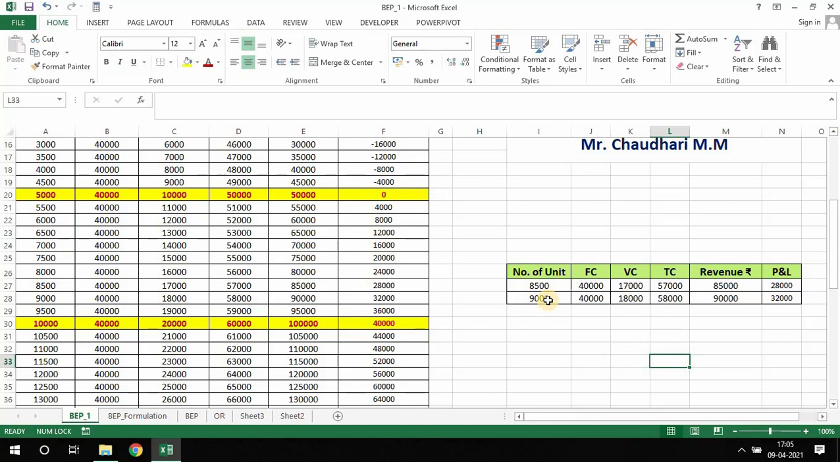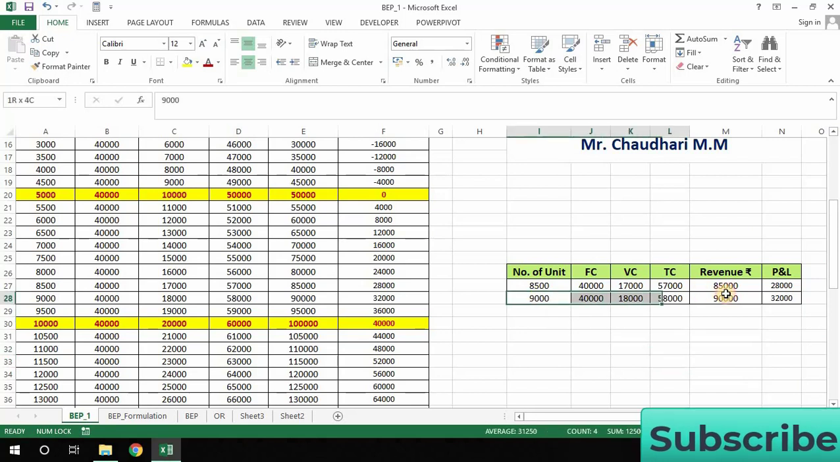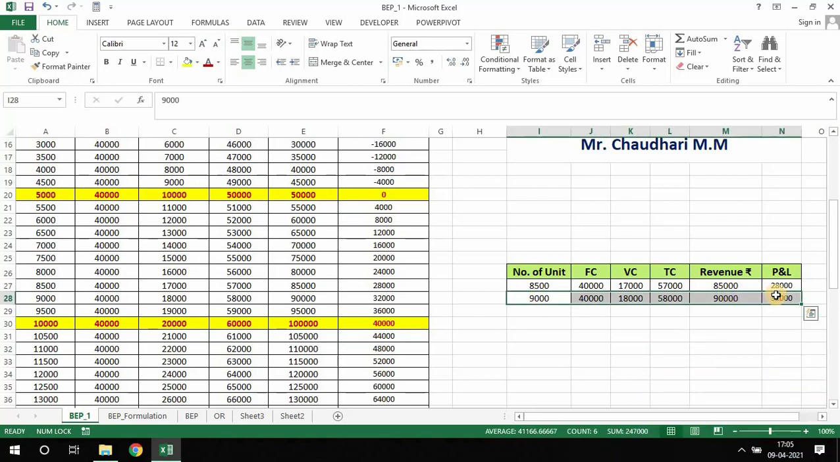Okay, but there are two values, 28,000 and 32,000. So we calculate an intermediate value in between. So cut this value again and paste it here, and autofill this term here. Okay, so this value is the unknown value. So we calculate how many units we have to sell to achieve a 30,000 profit.